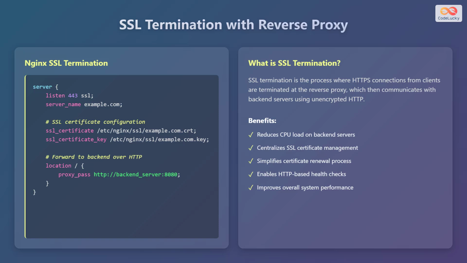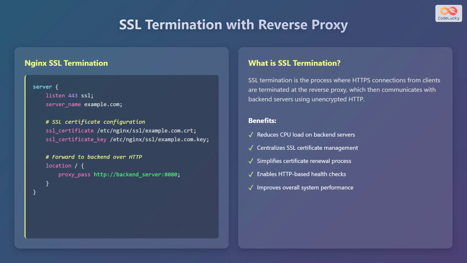Now let's explore how to configure secure socket layer termination with a reverse proxy. Secure socket layer termination is the process where HTTPS connections from clients are terminated at the reverse proxy, which then communicates with backend servers using unencrypted HTTP. Here's an Nginx secure socket layer termination configuration.